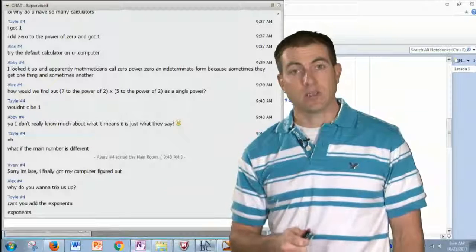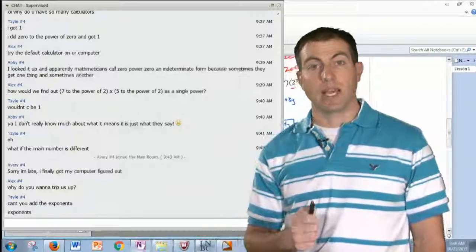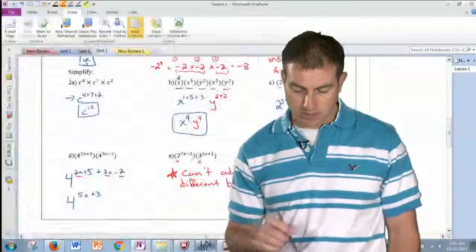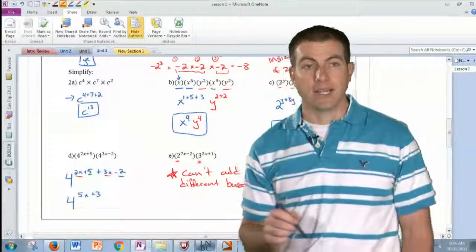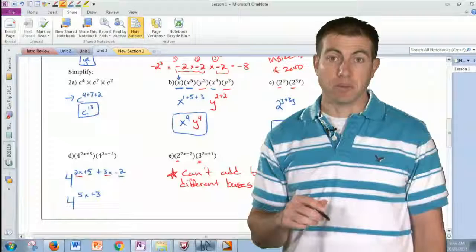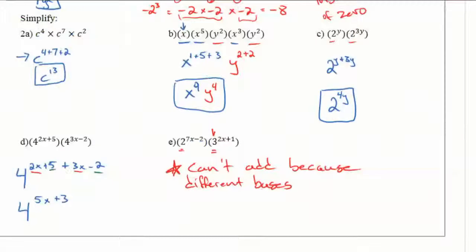You can't add the exponents, Taylor, because the bases aren't the same. So we have different bases. In this case, a 2 and a 3. Can't add them together. If they were both 2's, if this 3 here was a 2, then we could add the exponents together. But because it's a different base, we can't add them together.